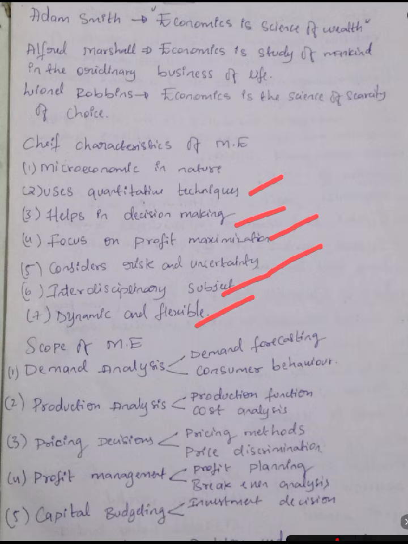Please note down all 7 points. Characteristics of managerial economics: microeconomic in nature, uses of quantitative techniques, helps in decision making, focus on profit maximization, considers risk and uncertainty, interdisciplinary subject, dynamic and flexible. Now, let's discuss the scope of managerial economics. I have given it in a simple way to understand.